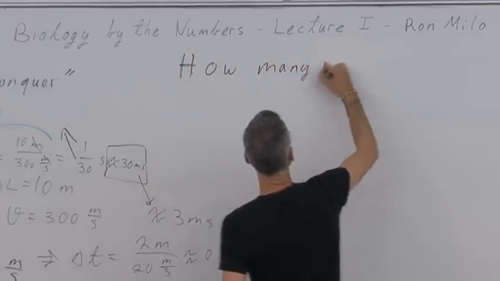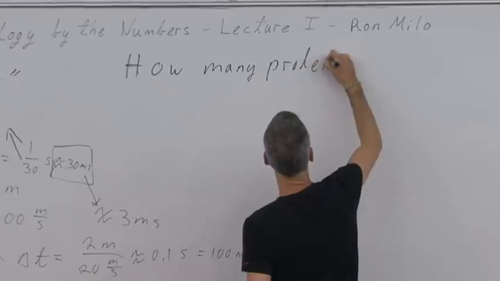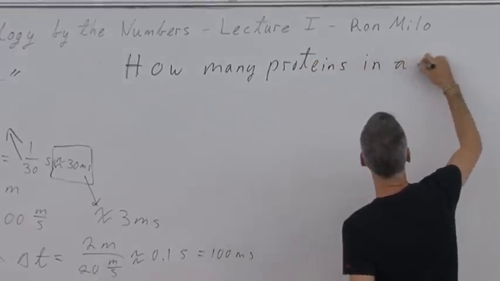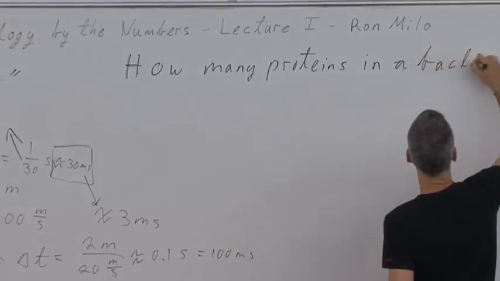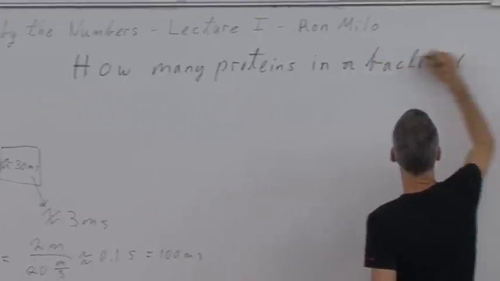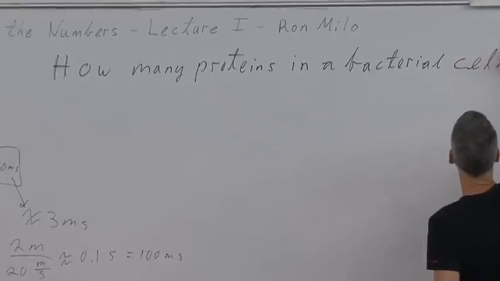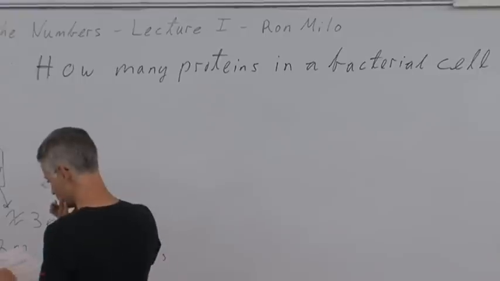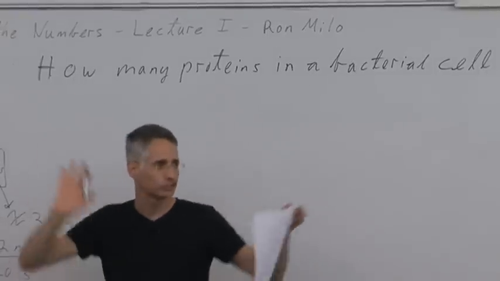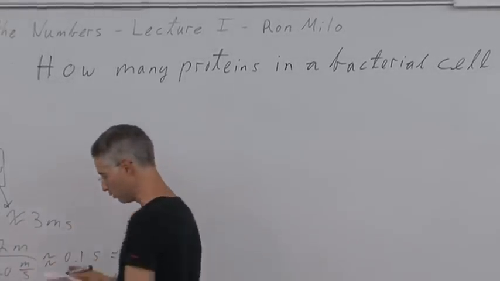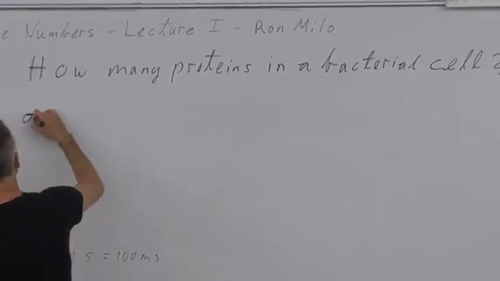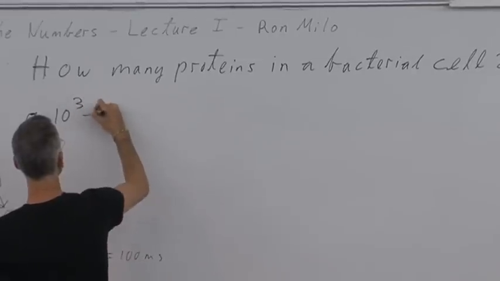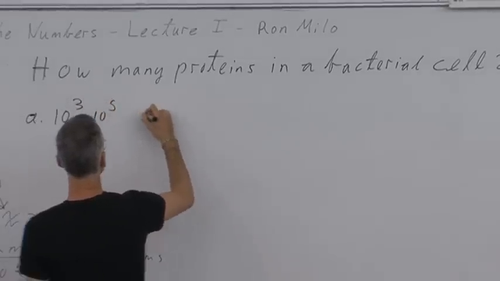How many proteins are in a cell? Let's make it specific, let's say in a bacterial cell. And then, to make it concrete, those who know the answer, please don't shout. Some of you might have already been through that. Let's say, is it A, between 10 to the 3 to 10 to the 5?